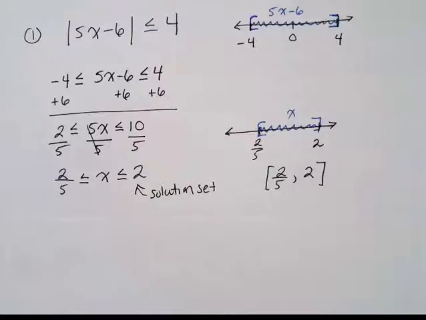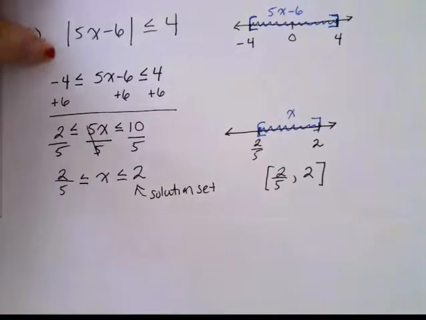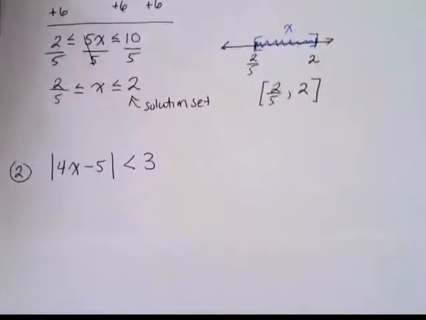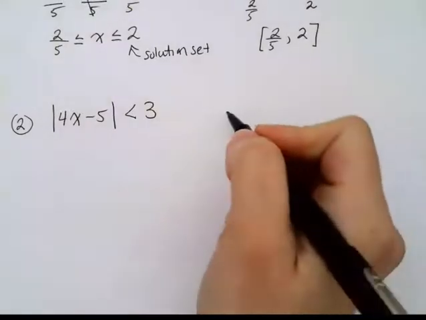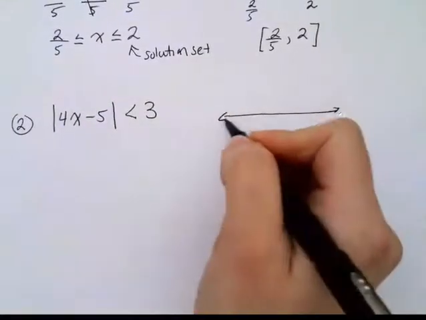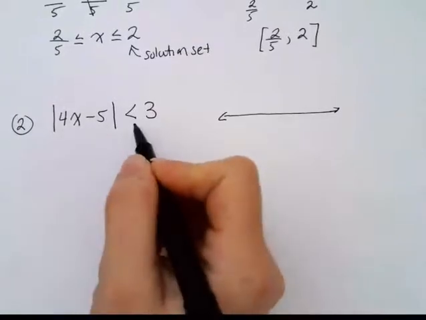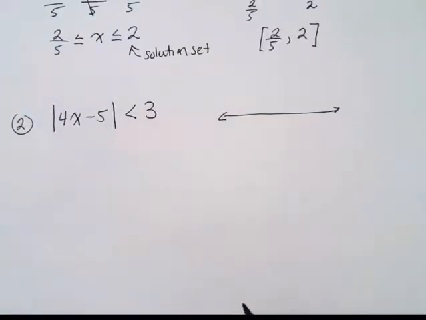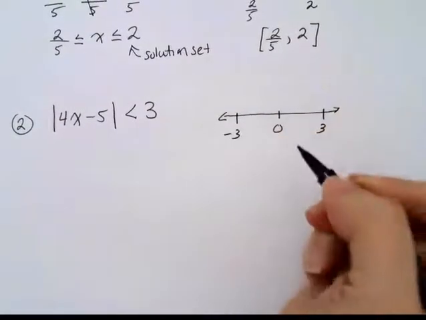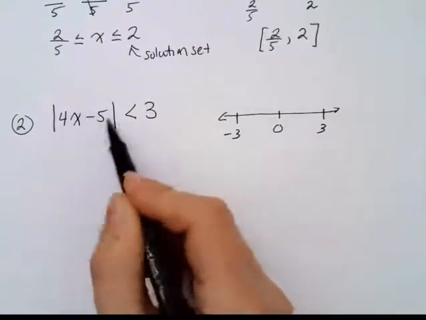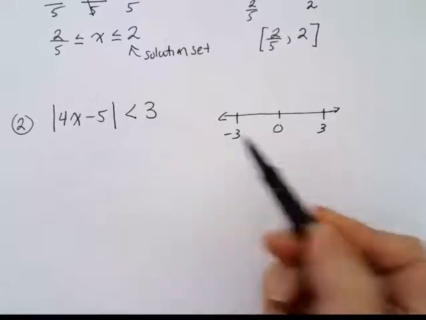All right, let's take a look at our second example. The second example, we had 4x minus 5 in absolute value is less than 3. So once again, I'm going to draw a picture of what this means first to help me set up my compound inequality. So the absolute value of this expression has to be closer to 0 than 3, or -3. So here's 0, here's 3, here's -3. The distance that this expression is from 0 has to be less than 3 units away.